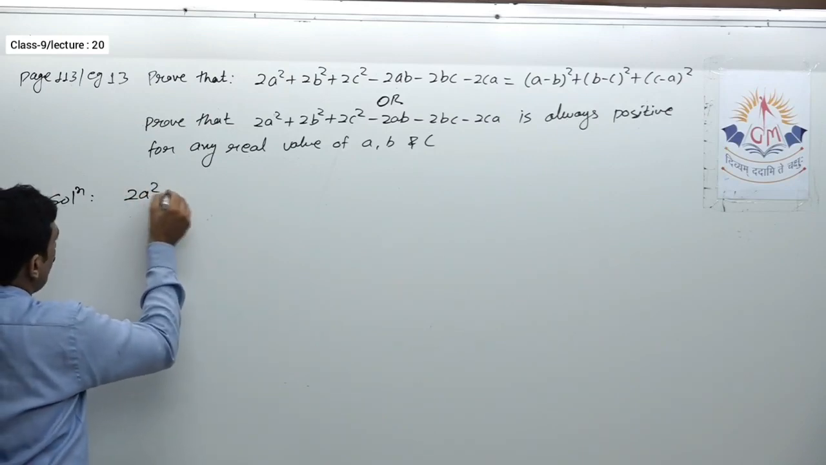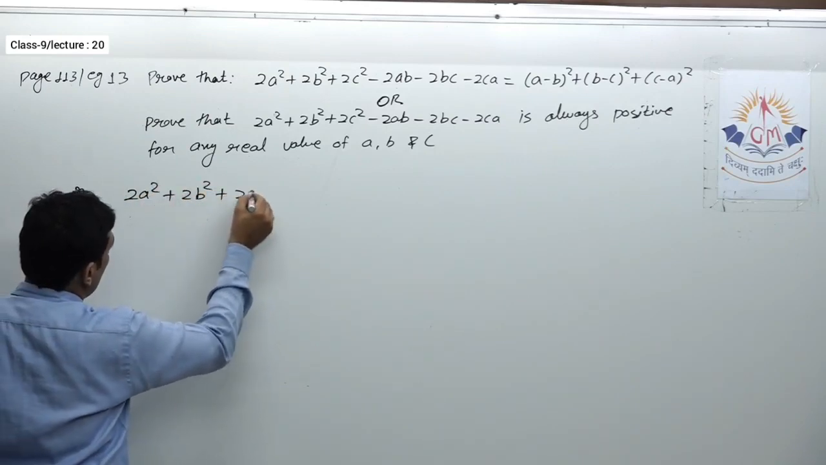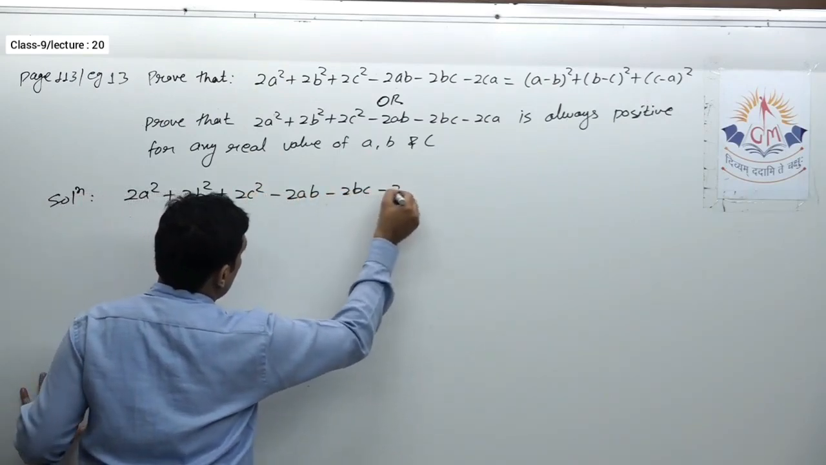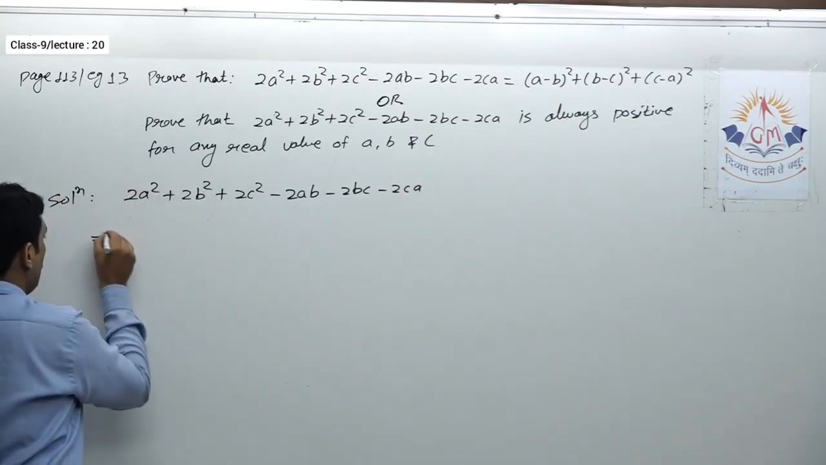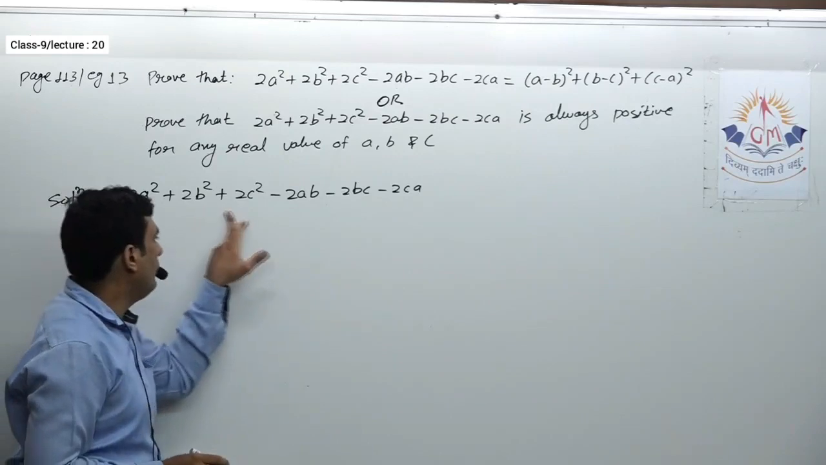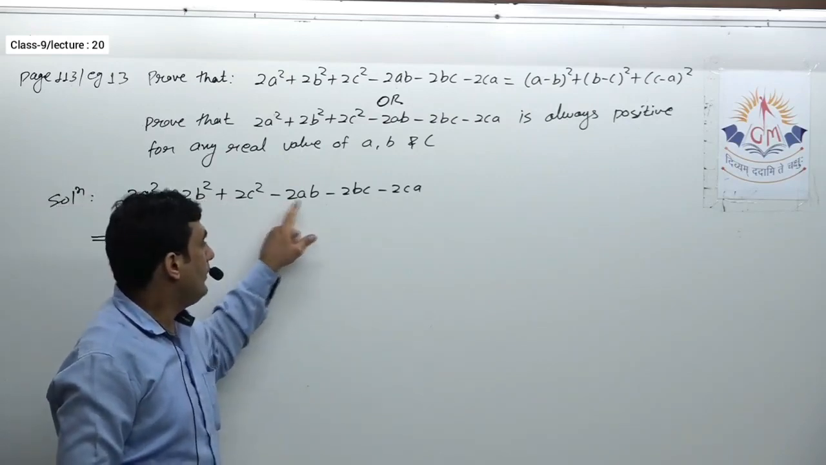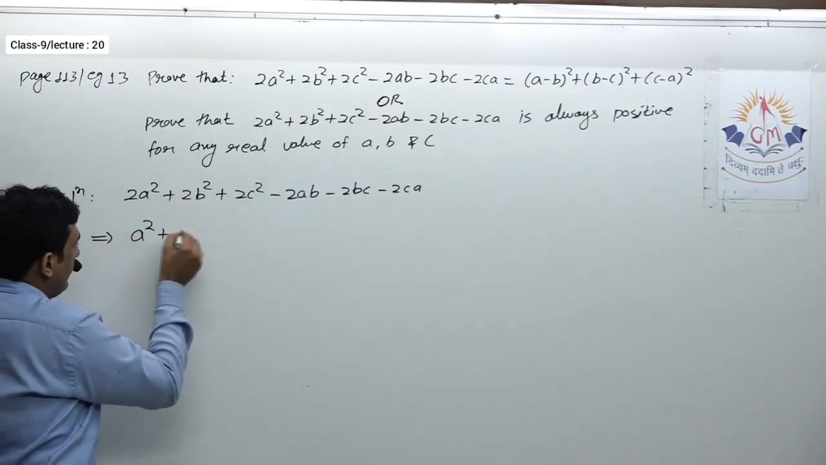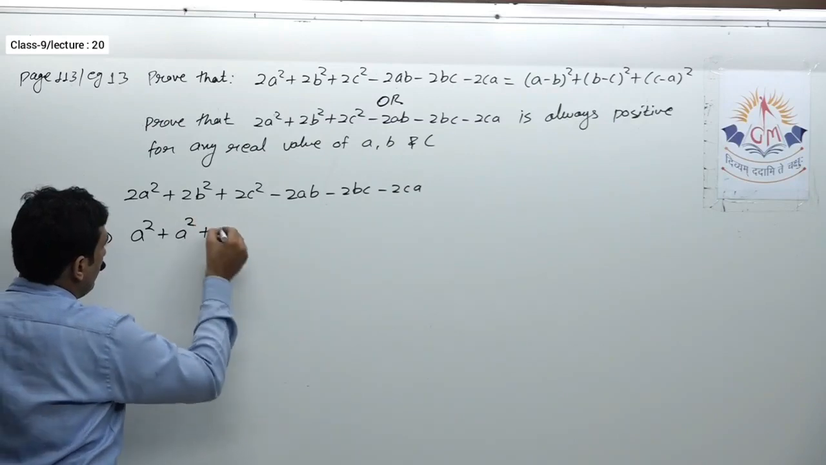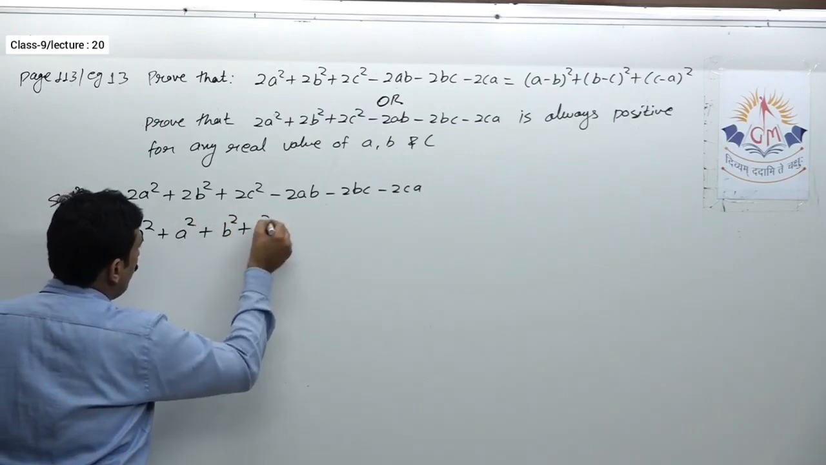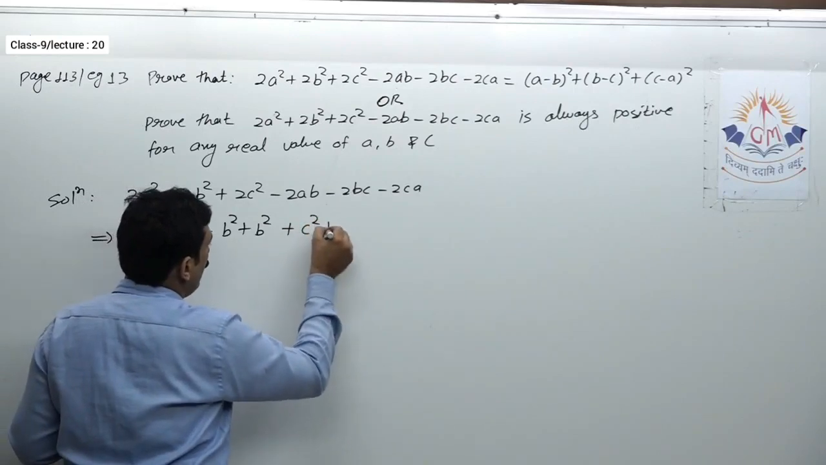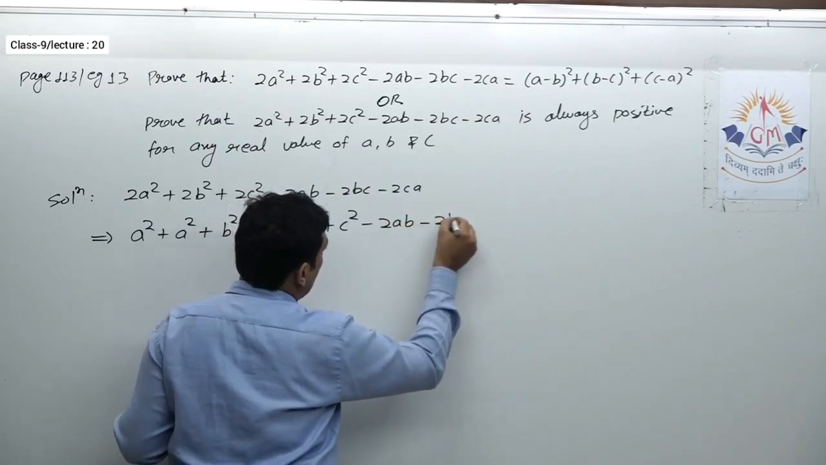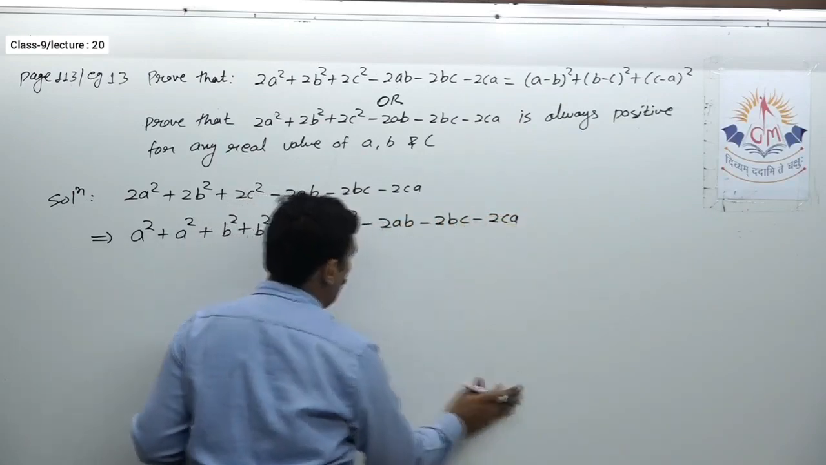Okay, we have 2a² + 2b² + 2c² − 2ab − 2bc − 2ca. So this I can write as 2a², 2b², 2c², then −2ab − 2bc − 2ca. Instead of 2a² I am writing a² + a². At the place of 2b² I am writing b² + b². Similarly over here I am writing c² + c². Then −2ab − 2bc − 2ca.